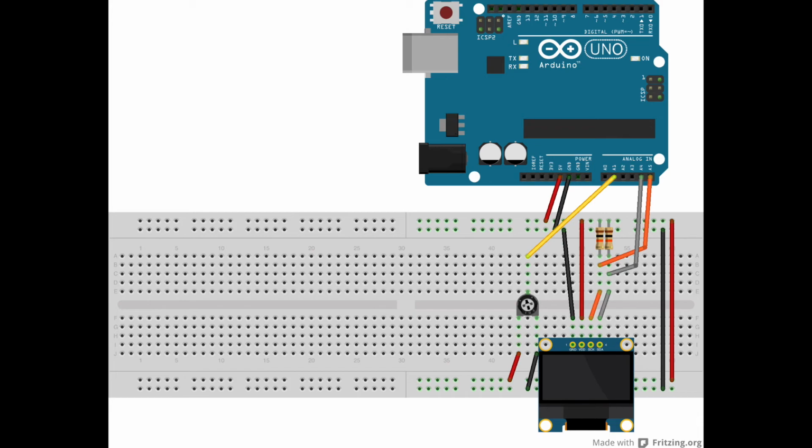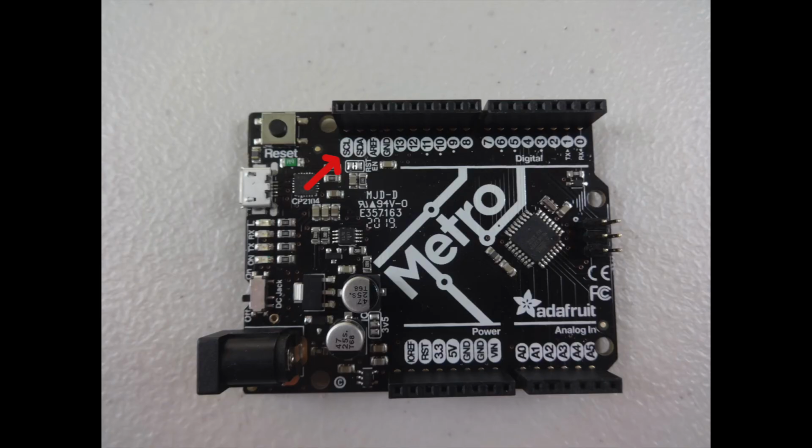We're also incorporating a potentiometer. Here's the wiring diagram. Now here's a picture of the Adafruit Metro. You can see the data and clock pins that are dedicated. If you're using the Uno or the Nano, you can use the pins that we showed in the wiring diagram. If you're using some other variation like the Mega 2560 or something else, you'll have to look up the specifications for your board to see which pins are specified for SDA and SCL.